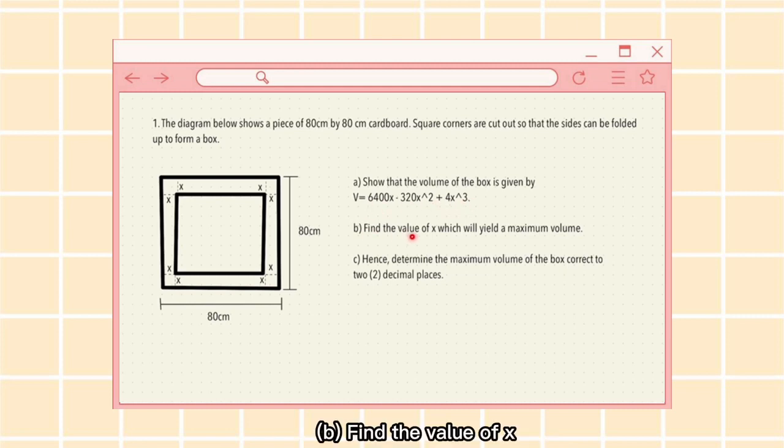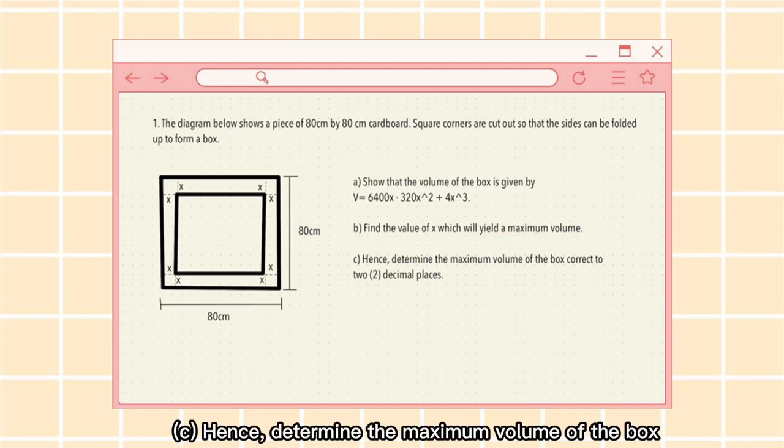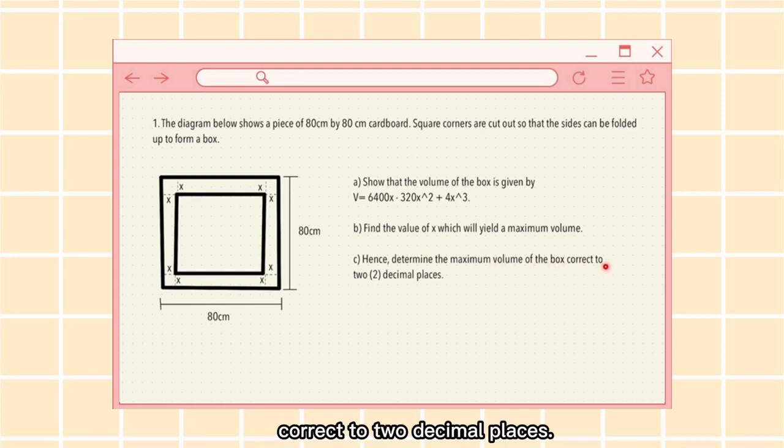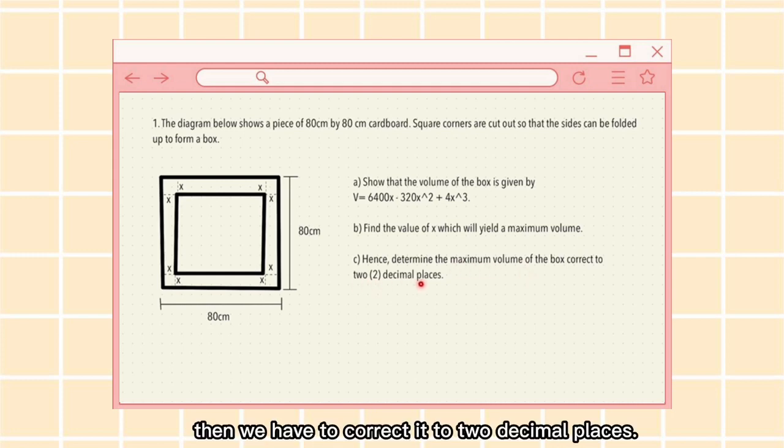B. Find the value of x, which will yield a maximum volume. So I summarize the question. It wants us to find the value of x for us to get a maximum volume. C. Hence, determine the maximum volume of the box correct to 2 decimal places. When we get the answer of the box, which is the maximum volume, then we have to correct it to 2 decimal places.